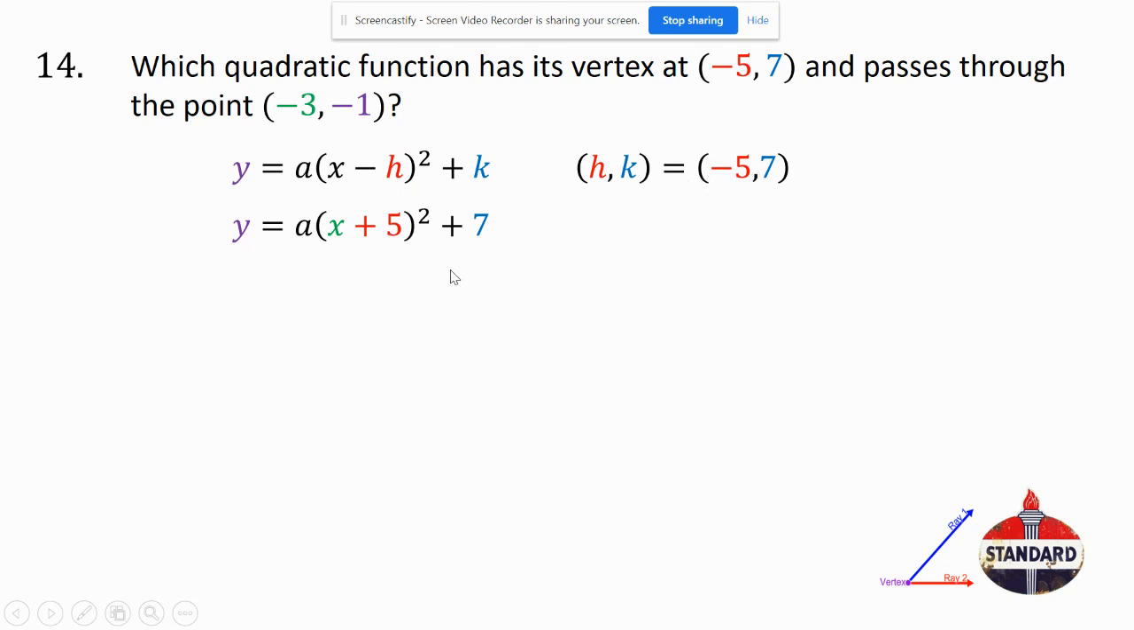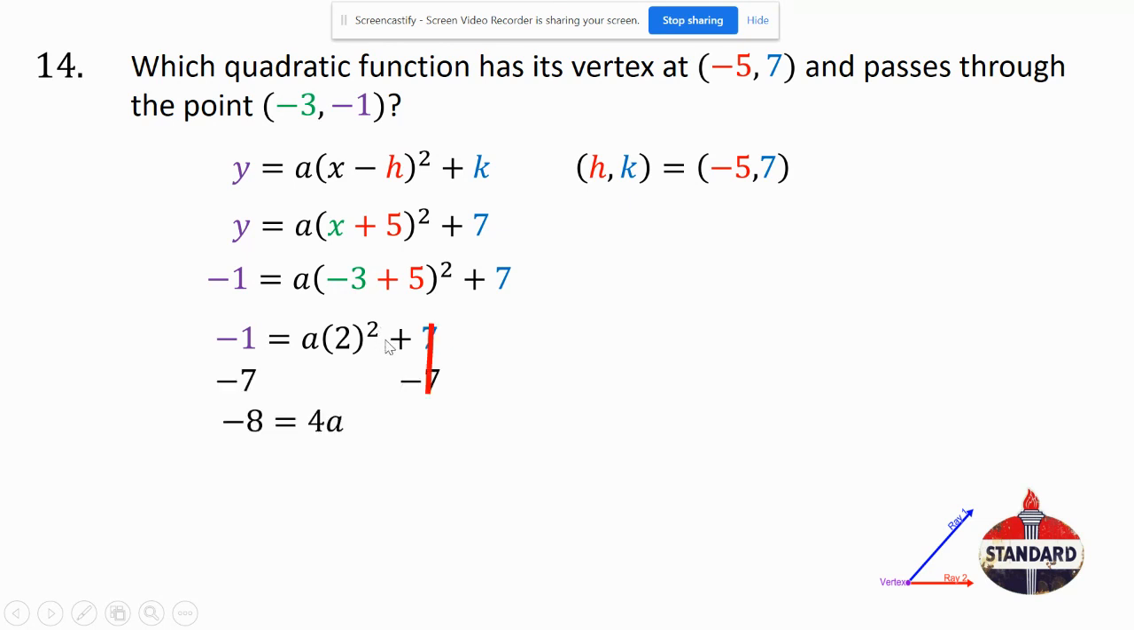The 7 is a +7. And I also have an x at -3 and a y at -1, so I can plug those in. And I'm just going to do my work here, like think about this here. I need to solve for a, so let's just simplify. -3 plus 5 is 2. 2 squared is a 4.